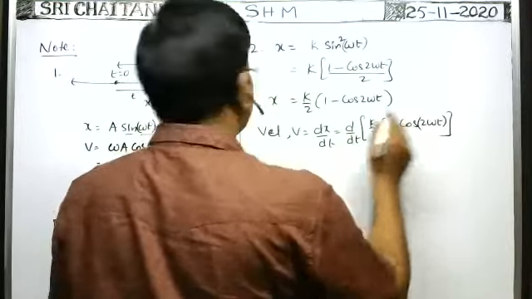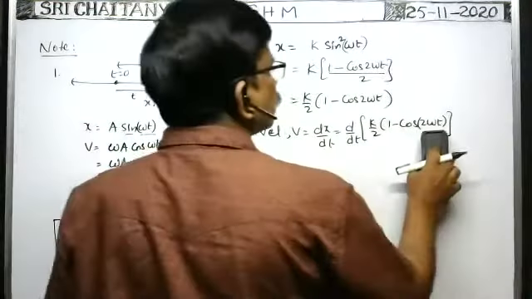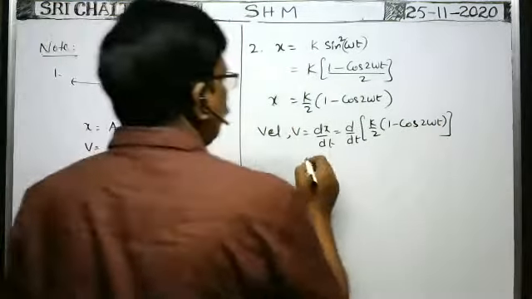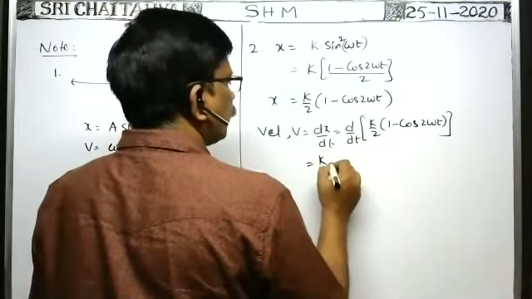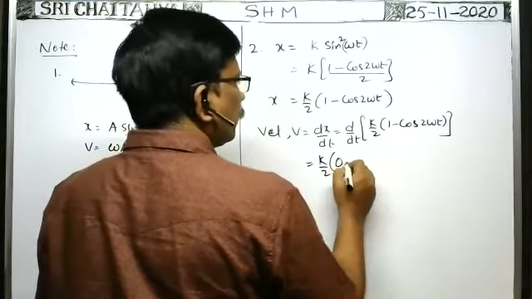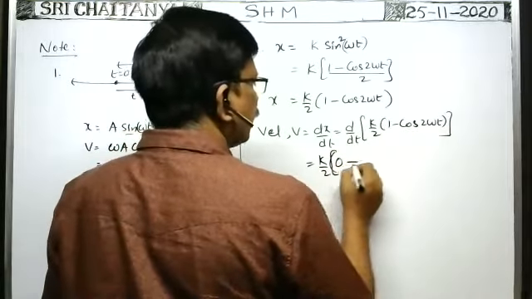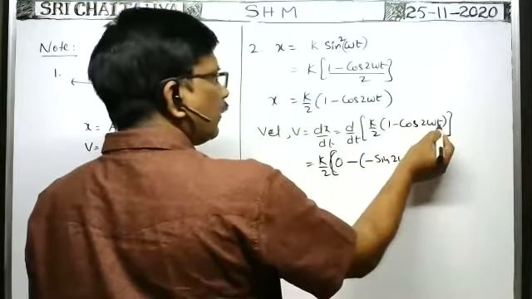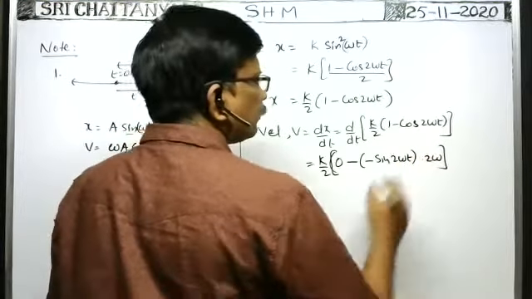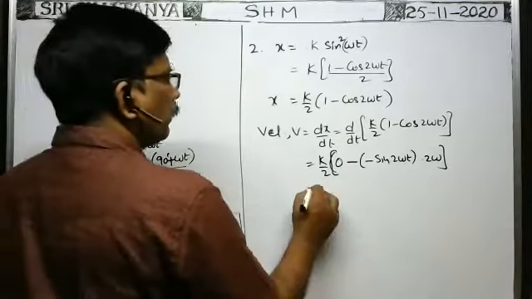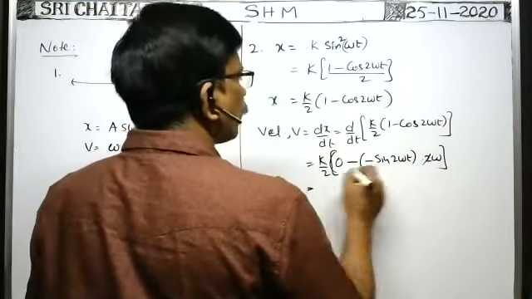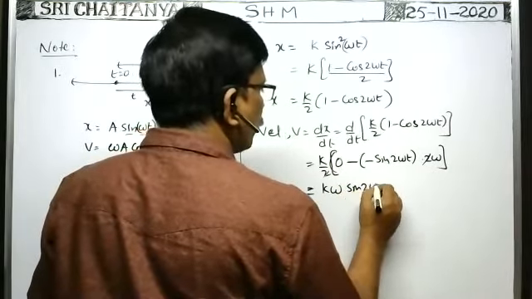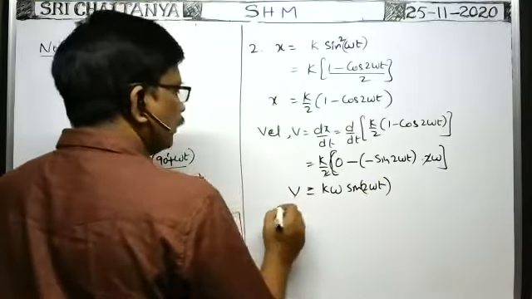Okay, sorry. Cos 2 omega t. Now k by 2 is constant, you keep it aside. k by 2 of d by dt of 1 means 0, minus d by dt of cos, you will get minus sine 2 omega t into the coefficient of t, which is 2 omega. So you multiply with 2 omega. Okay, now minus and minus make plus, so plus here, the 2 cancels. k omega into sine 2 omega t. Okay, this is the velocity, but we need acceleration.